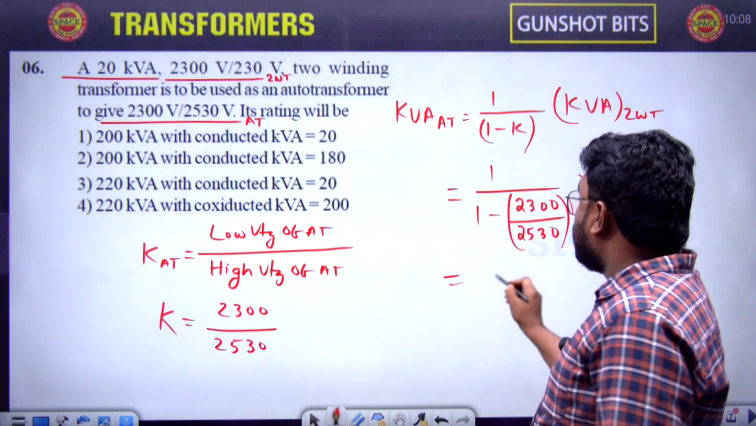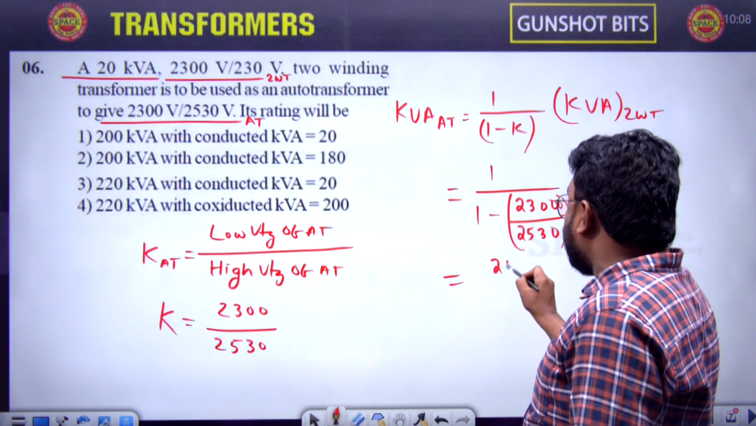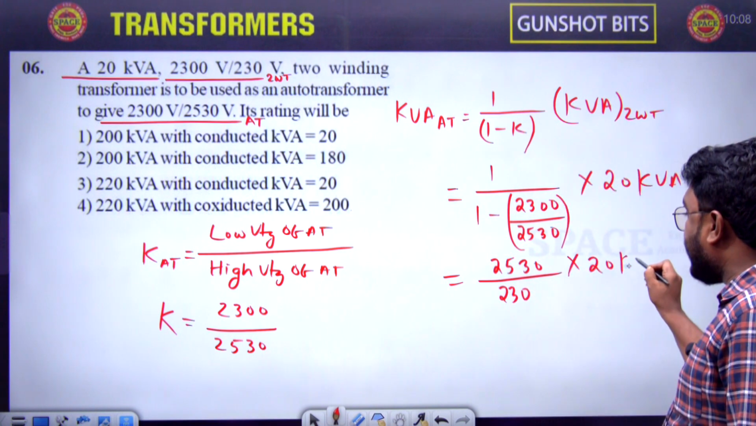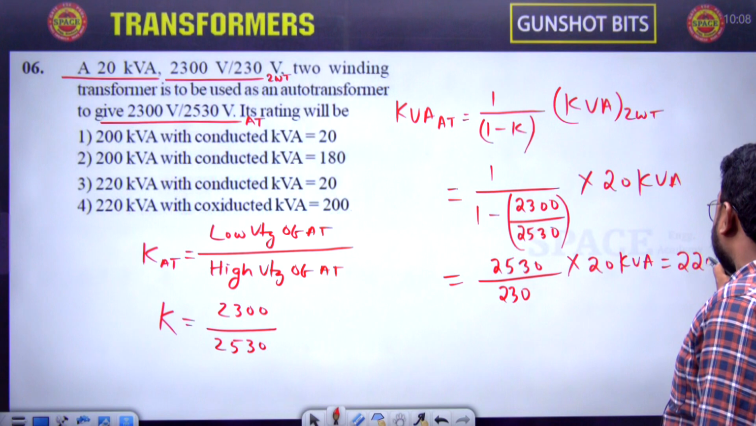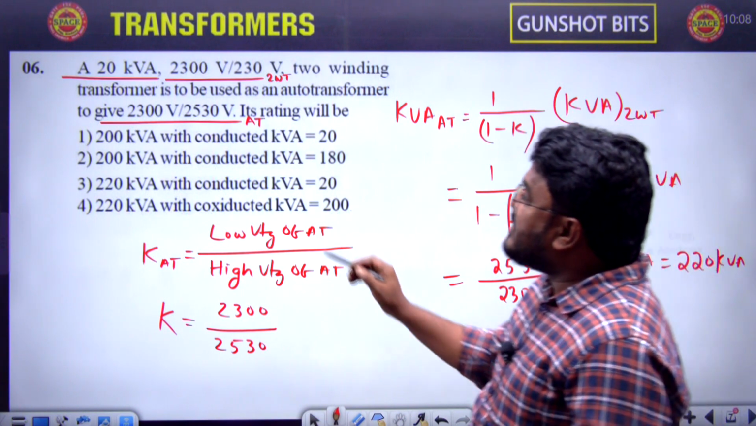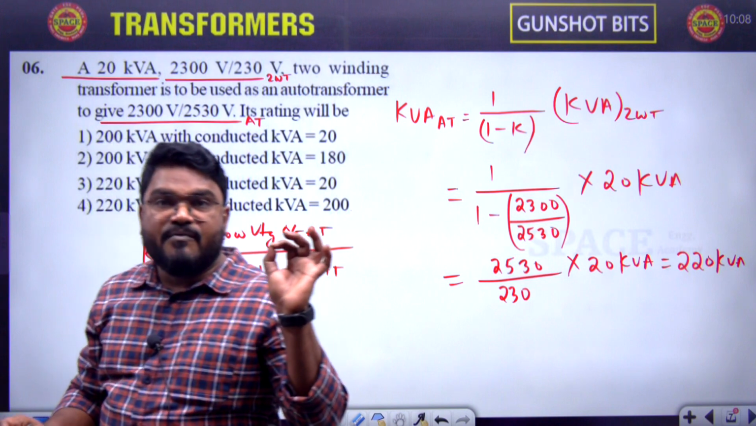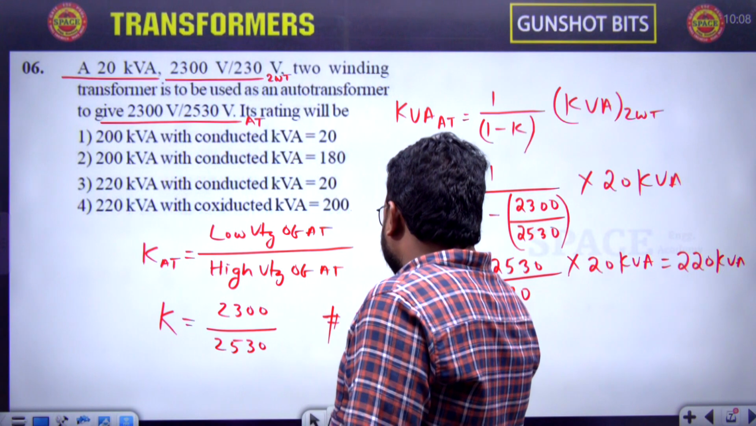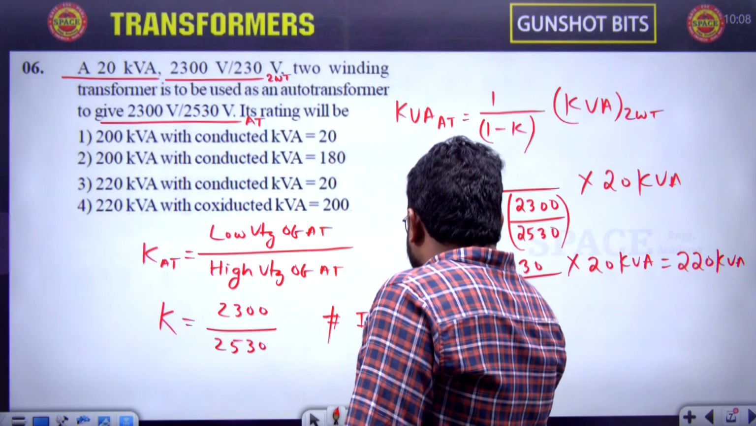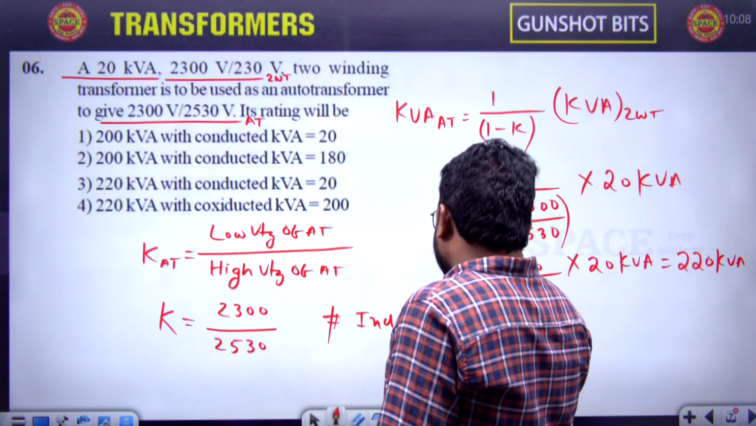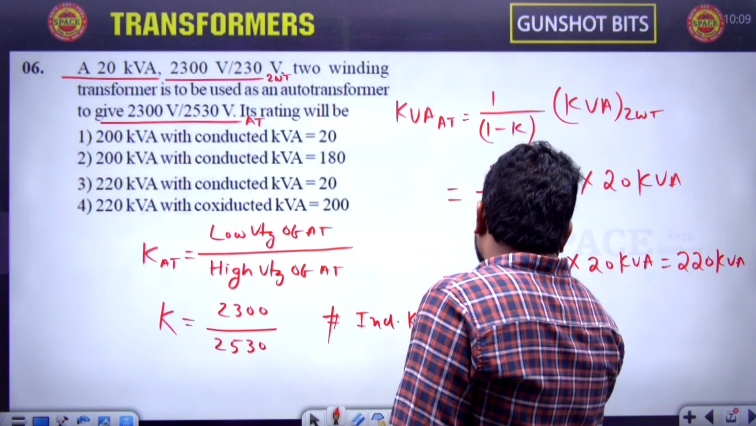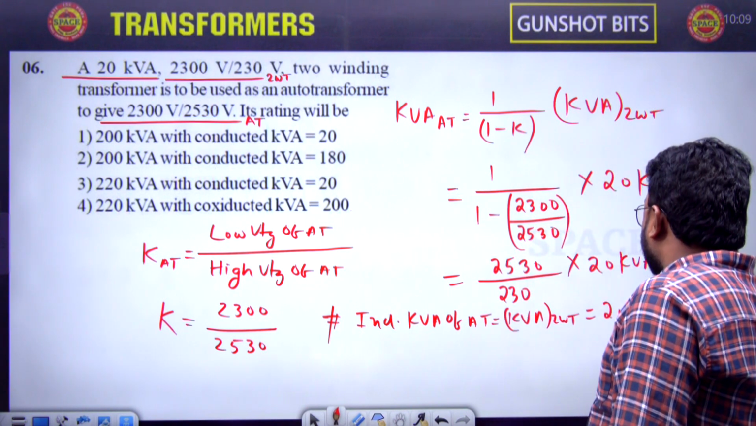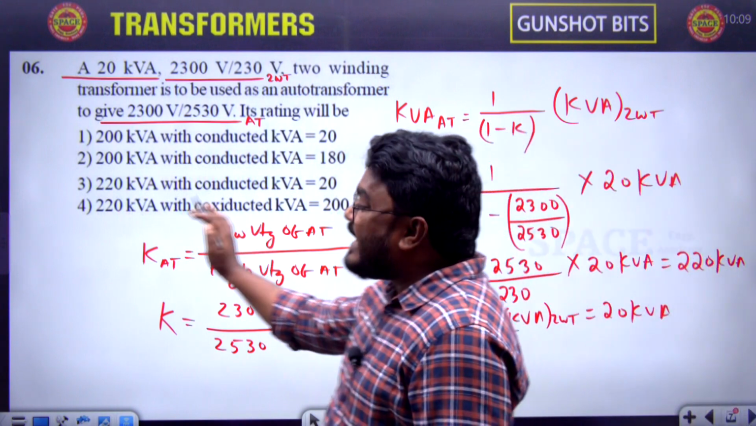Simplify this: the value is equal to 2530 divided by 230 multiplied by 20 kVA. By solving this we get 220 kVA. So this is the input kVA rating of the auto transformer. The induction kVA of the auto transformer is equal to the kVA rating of the two winding transformer, that is 20 kVA, but we require the conduction kVA.